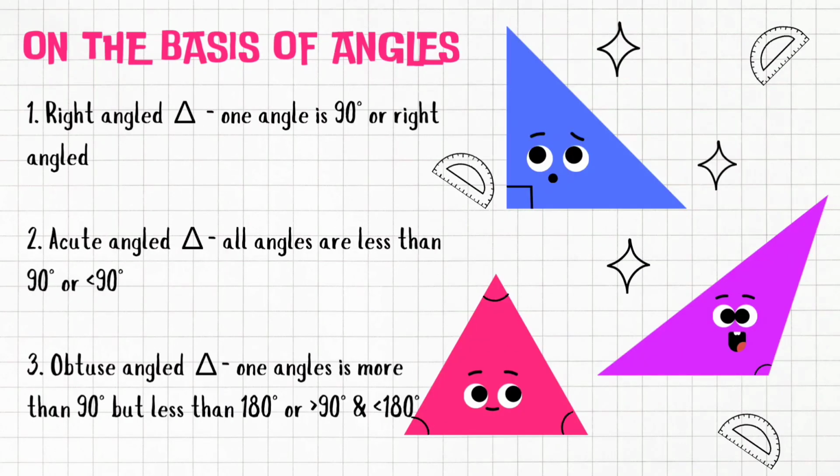On the basis of its angles, a right angle triangle has only one angle that measures 90 degrees. In an acute angled triangle, all angles measure less than 90 degrees. In an obtuse angled triangle, only one angle is more than 90 degrees.